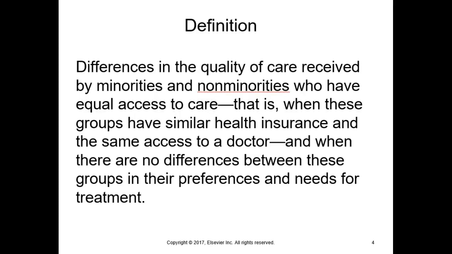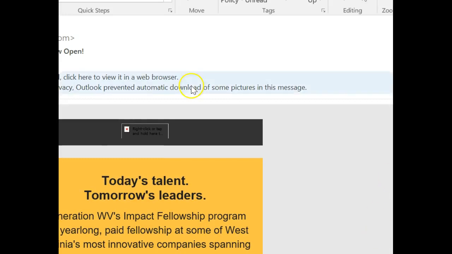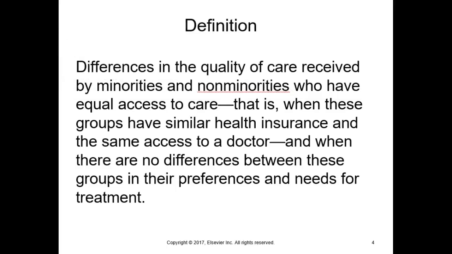This textbook actually used this definition as the differences in the quality of care received by minorities and non-minorities. And it's that everyone should have equal access to care, and that is when these groups have similar health insurance and the same access to a doctor, and when there are no differences between these groups in their preferences and the needs in treatment.